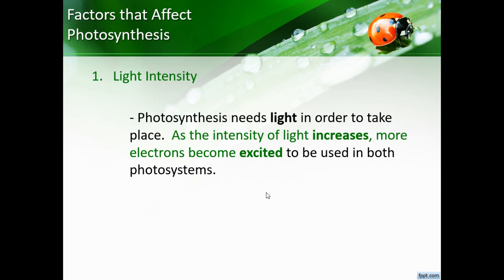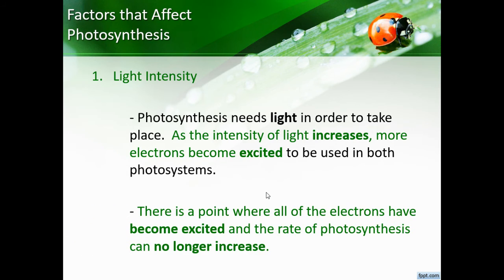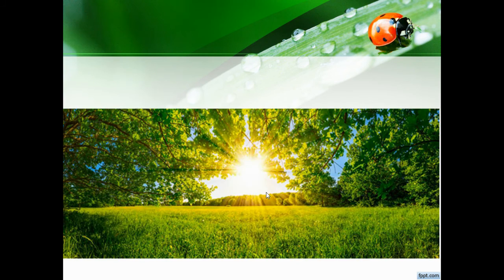The first one is light intensity. Photosynthesis needs light in order to take place. As the intensity of light increases, more electrons are going to become excited, and that's going to be used in both of the photosystems 1 and 2. There is a point where all electrons have become excited, and once they're all excited, the rate of photosynthesis isn't going to increase. It's just going to plateau at the top.